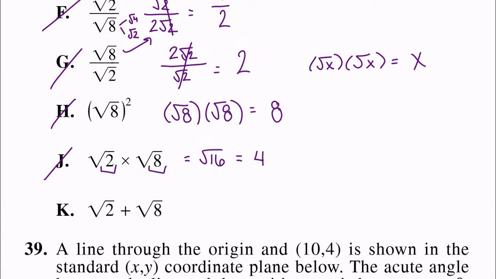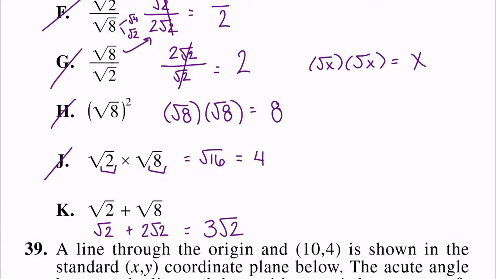Now here we can simplify the square root of 2 and the square root of 8, because when we add, we need to have the same number under the radical. So now we have the square root of 2 plus 2 square roots of 2, and that is equal to 3 times the square root of 2, which is irrational.